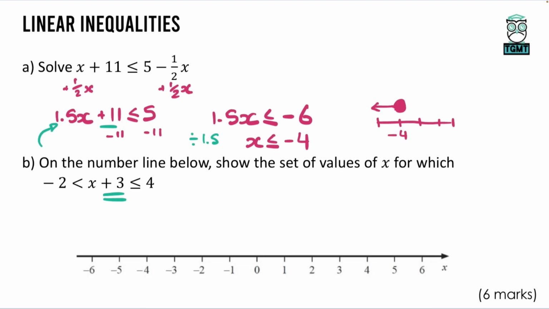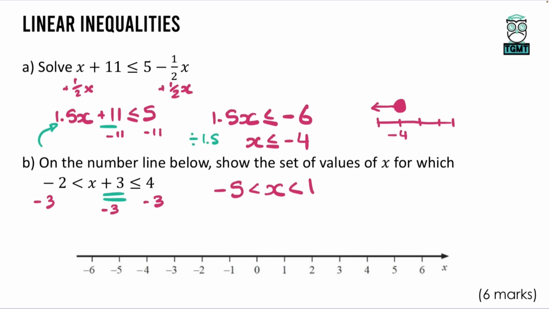So whatever is next to the x, whether it be a coefficient of x or a number being added or subtracted from it, we have to do the inverse. In the case of a joint inequality, we have to do the inverse to both sides. So where I'm going to subtract 3, so it's just x in the middle, I'm not just going to subtract 3 from one side, I'm going to subtract it from both. Now when I do that, -2 take away 3 is -5. We now just have the x in the middle, and 4 take away 3 is 1.